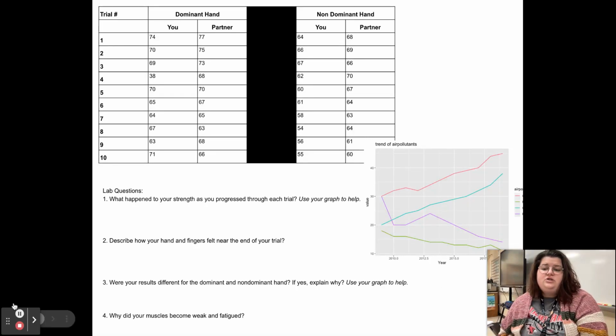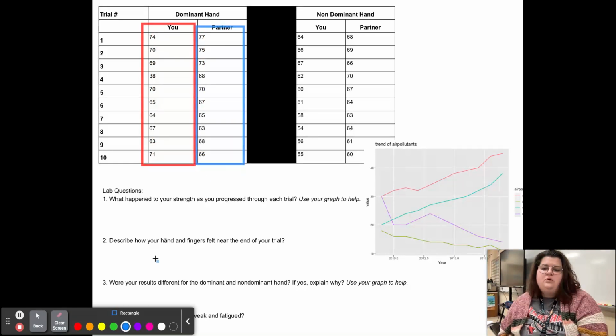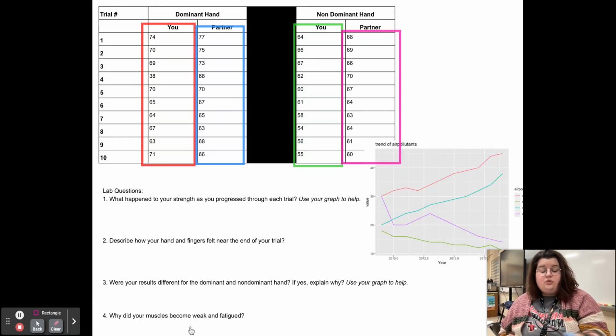So each column here would be its own line. This would be its own line. This would be its own line. And this here would be its own line. So that is how you're going to get 4 lines in your graph. That graph alone is worth 8 points, so I highly recommend that you do it.